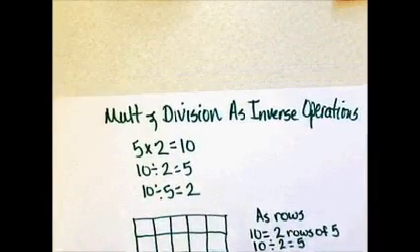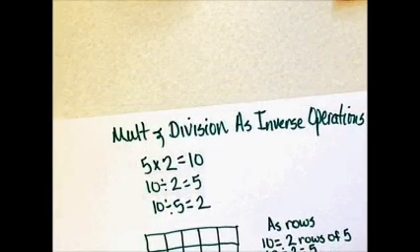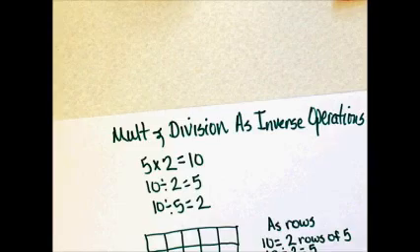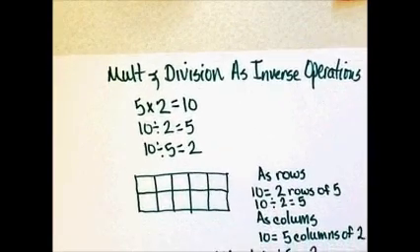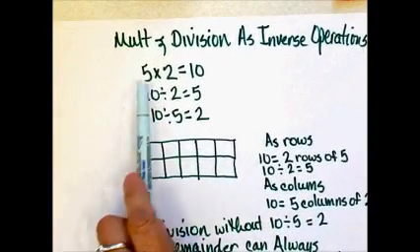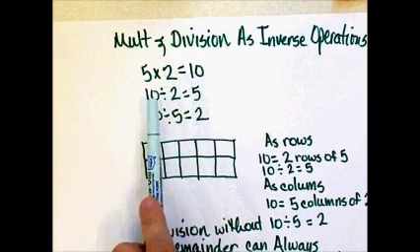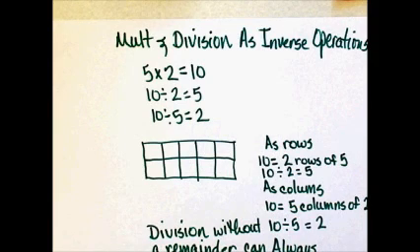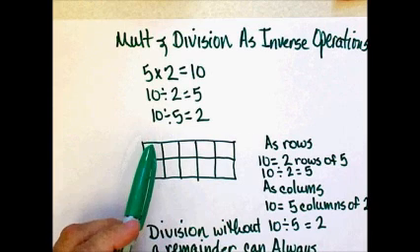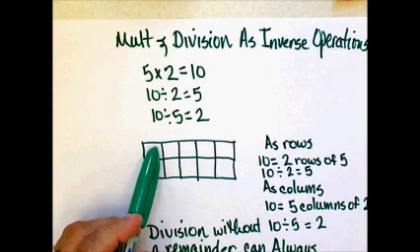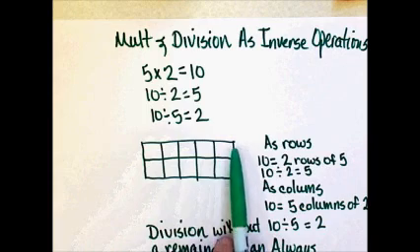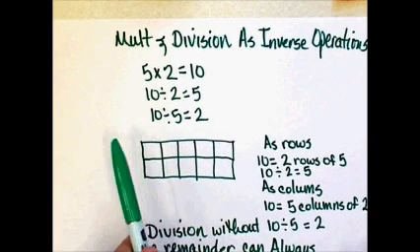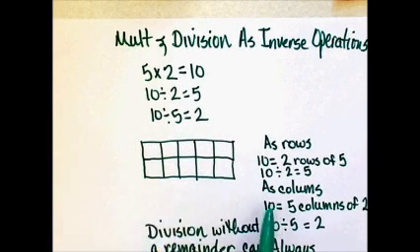Okay? Now, let's look at multiplication and division as inverse operations. Okay, so 5 times 2 is 10. Then 10 divided by 2 is 5, or 10 divided by 5 is 2. All three of those facts are appropriate for thinking about partitioning or multiplying either one.